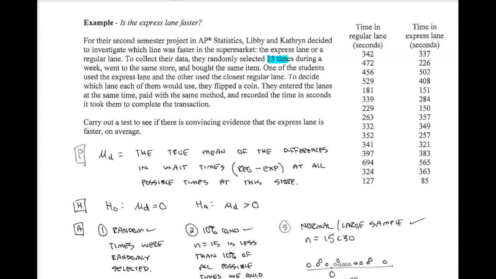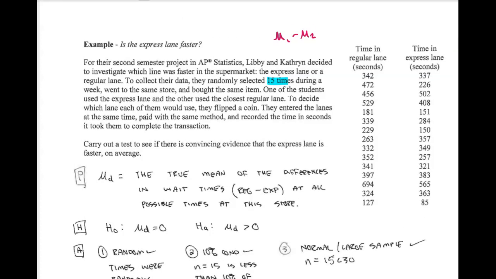They entered the lanes at the same time, paid with the same method, and recorded the time in seconds it took to complete their checkout. So again, you see two lists. If kids aren't thinking, they just run a two-sample test because you've got two lists, two samples. They're going to test whether mu1 minus mu2 is, if there's a difference, right?